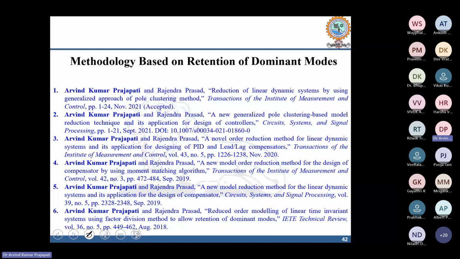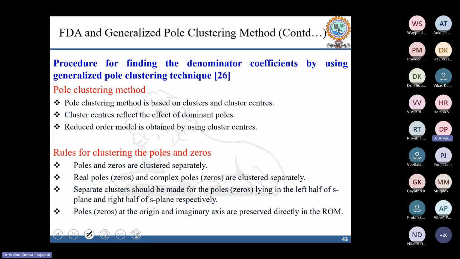which is based on the dominance mode. Dominance mode means that in the denominator polynomial, there will be some poles which dominate the characteristics of the system. And here I'm going to discuss the techniques which are based on that. Here I'm going to discuss the pole clustering method.